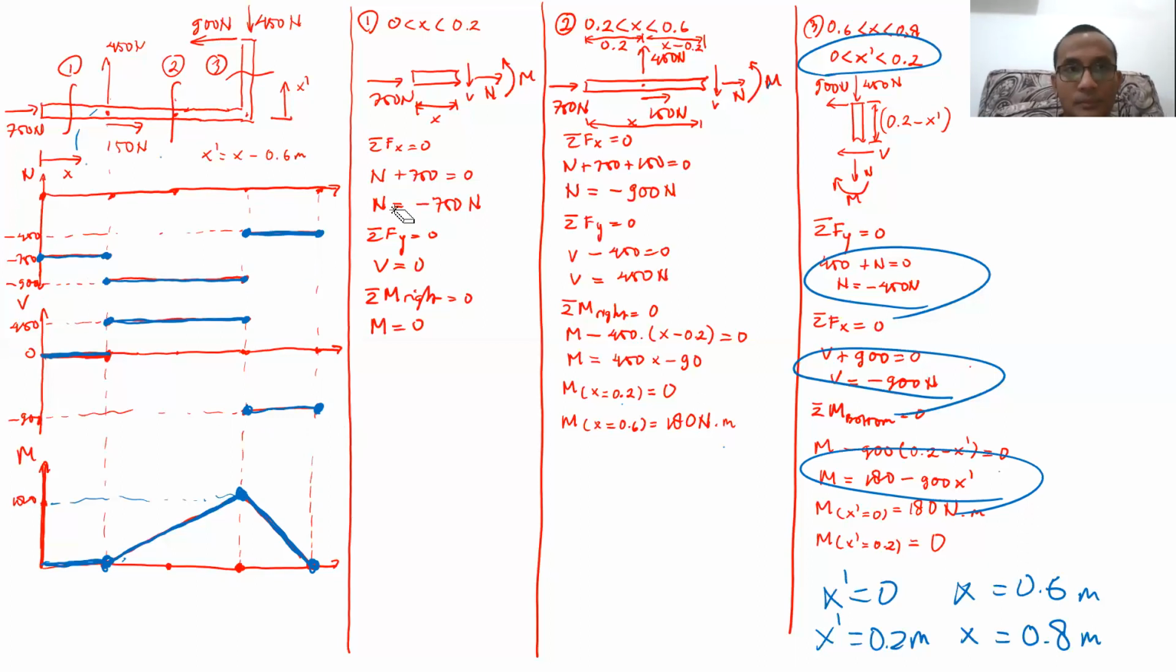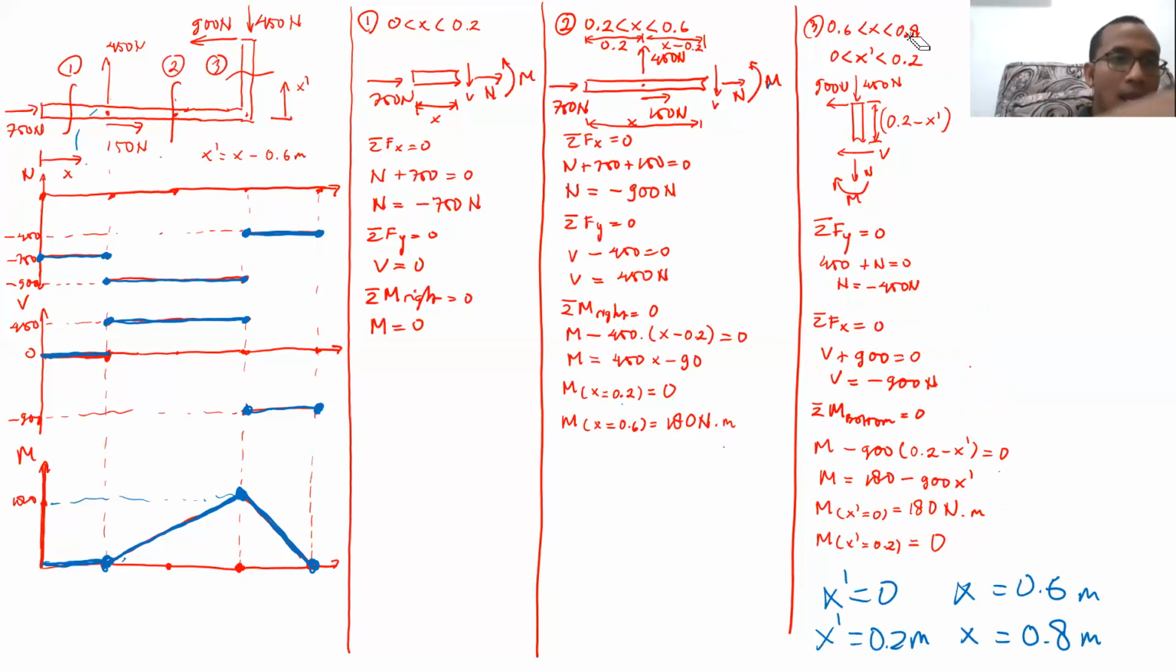Okay, and let's check with our normal way. At this particular point, there's supposed to be a jump in our shear force and axial force. Let's try. In the axial force here, there is a jump from minus 750 to minus 900. So the jump there is 150. So it's correct, right? This particular jump is 150. It's the same as this one. It's correct.